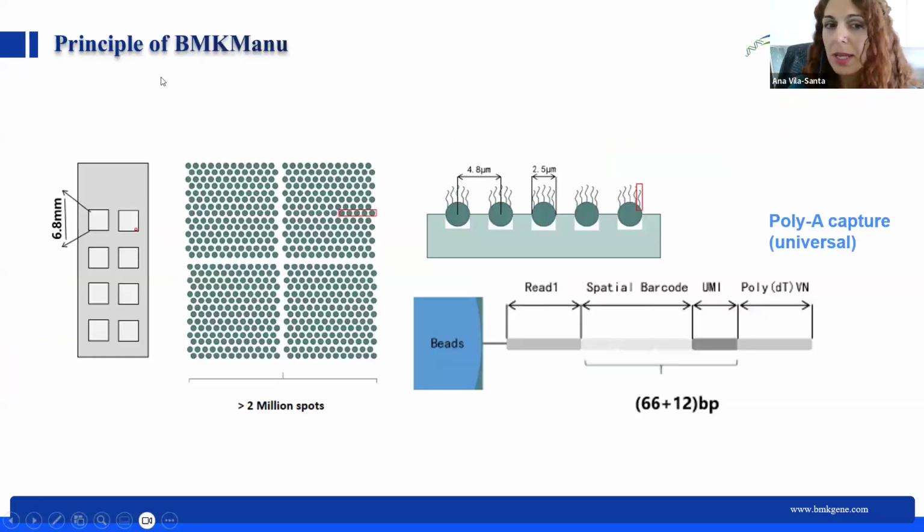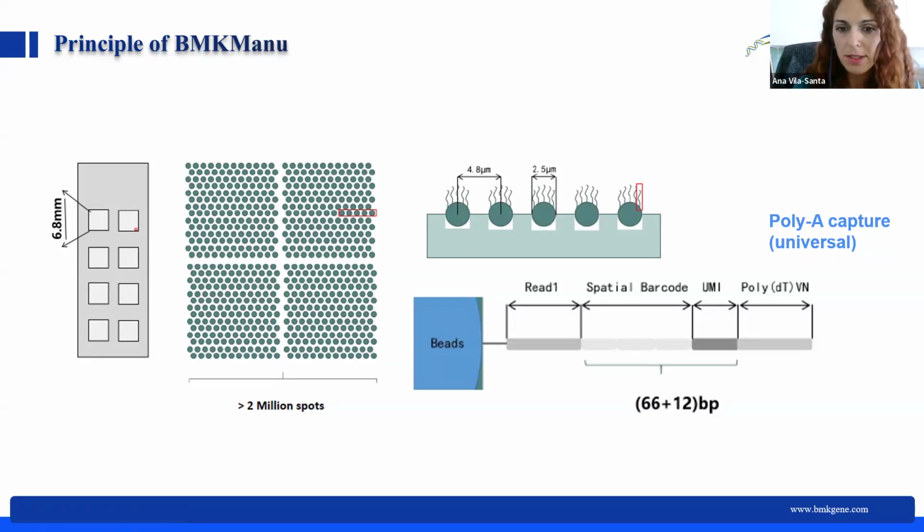So I'm going to introduce the BMKGENE. This is a spatial transcriptomics chip that was developed in-house by BMKGENE. This chip has 8 active capture areas, where basically each capture area is a different experiment. So let's just focus on one area. This area has 2 million spots. And in each of these spots, we'll have a well with a bead sitting on it.